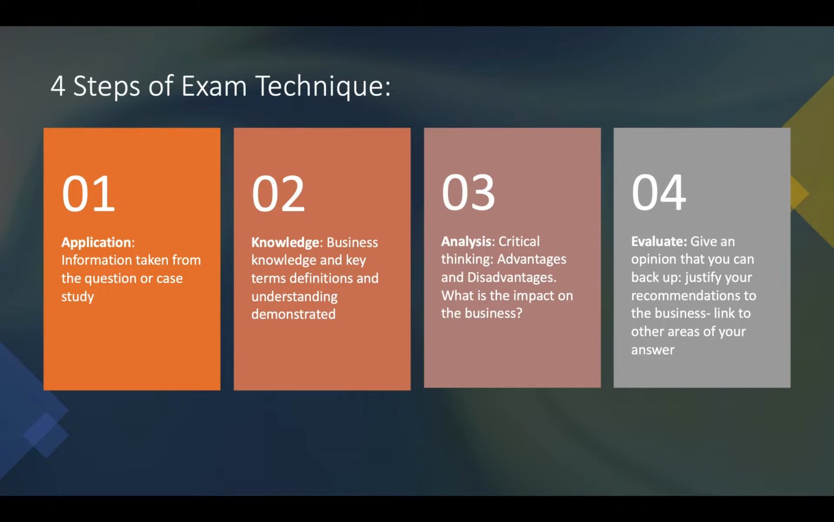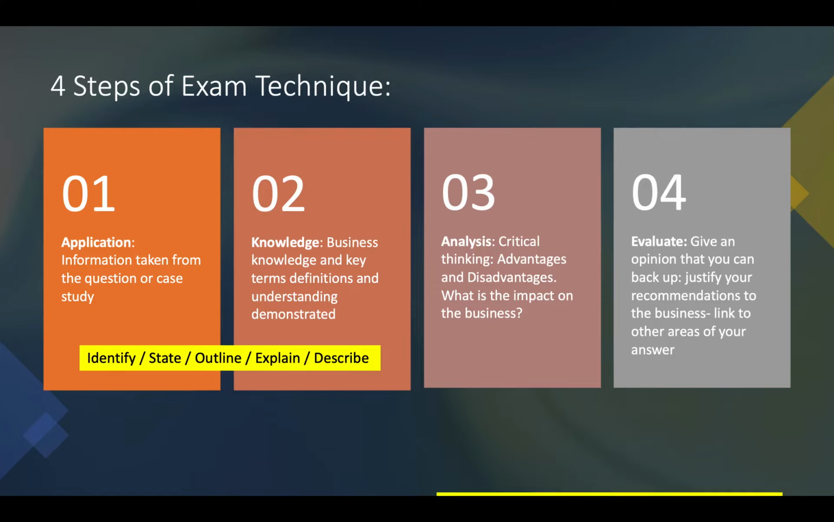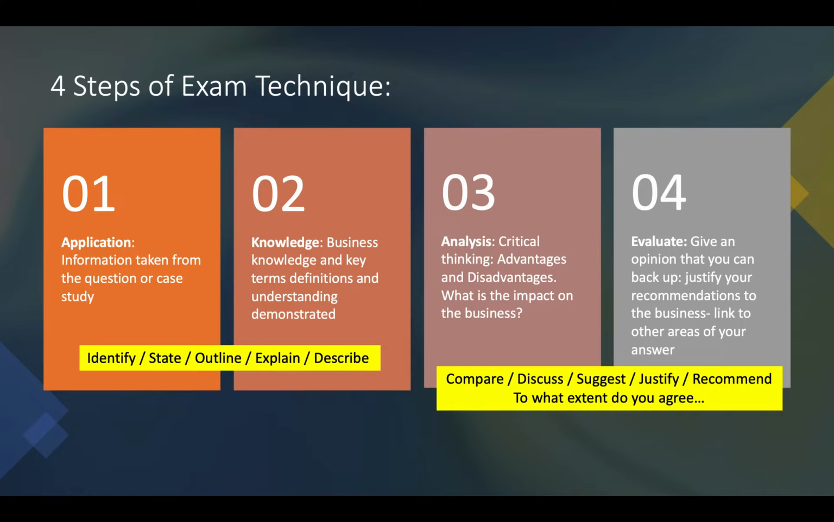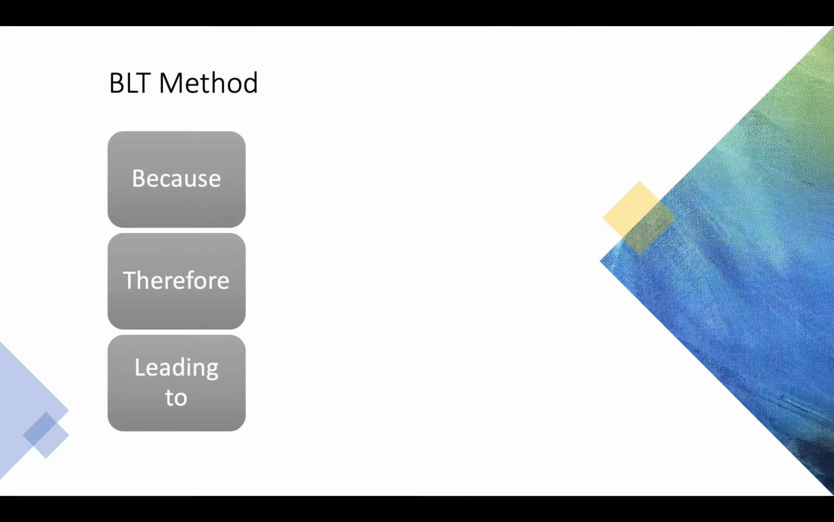Now, in terms of command words, for option 1 and 2, for steps 1 and 2, you've got identify, state, outline, explain, and describe. And for steps 3 and 4, you do 1 and 2 plus 3 and 4. So these questions may include command words that have compare, discuss, suggest, justify, recommend, or in your essay question, to what extent do you agree? So again, short answer questions will require step 1 to 2, and case study or essay questions will require step 1 to 4. And this follows your mark scheme as well. So it's really important that you address all 4 stages to achieve those high marks.